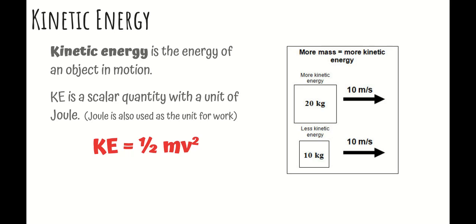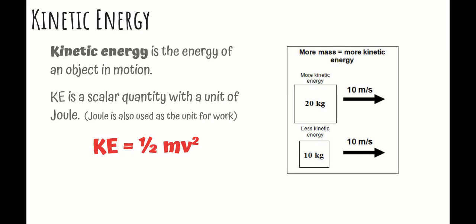So this is a formula we're going to use down here written in red. It's going to be capital K, capital E equal to 1/2 times mv squared. So kinetic energy is going to be 1/2 times the mass in kilograms times the velocity in meters per second squared.